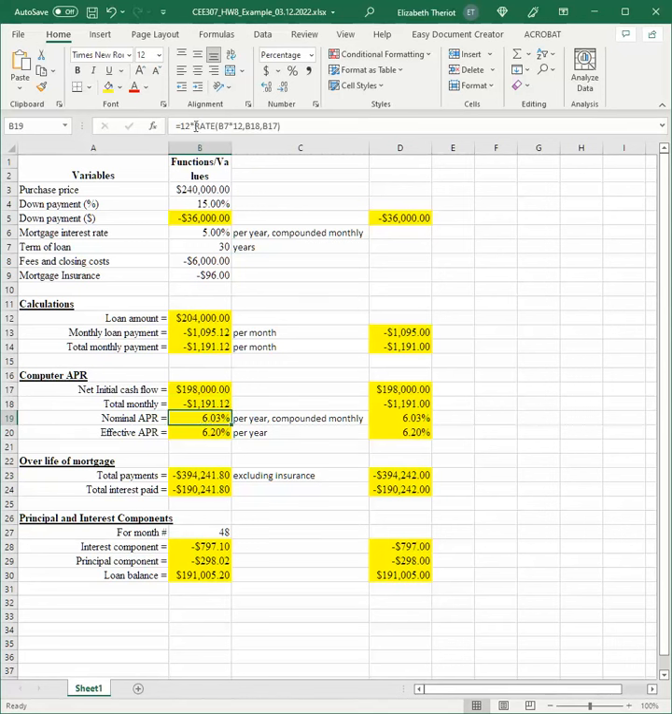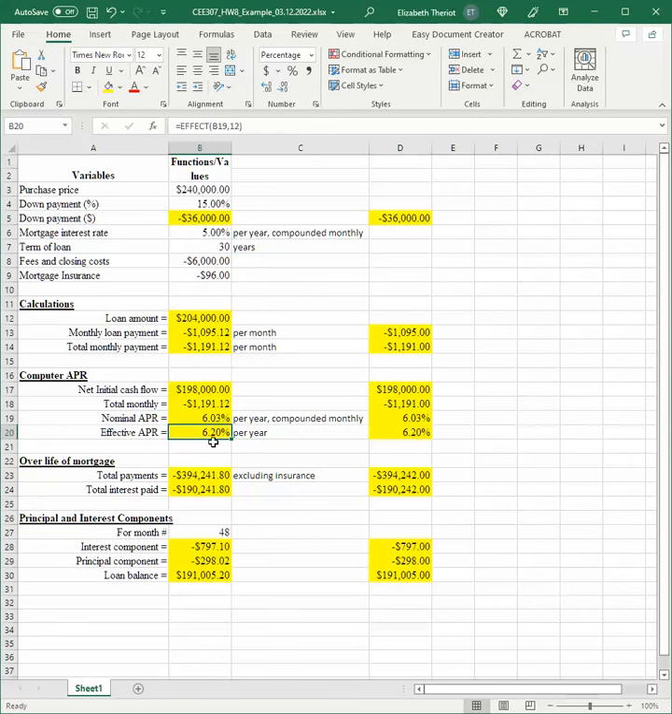Nominal APR is going to be 12 times the rate, B7, 30 years, the term of the loan, times 12. And then you have your monthly payment rate, so that is your total monthly payment rate, and then you have the net initial cash flow. So you have 12 times the rate, parentheses, blue times 12, and you have your red, comma, and then your purple. And that will get you your nominal APR.